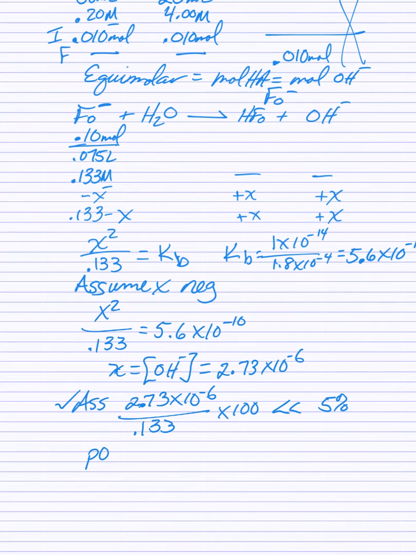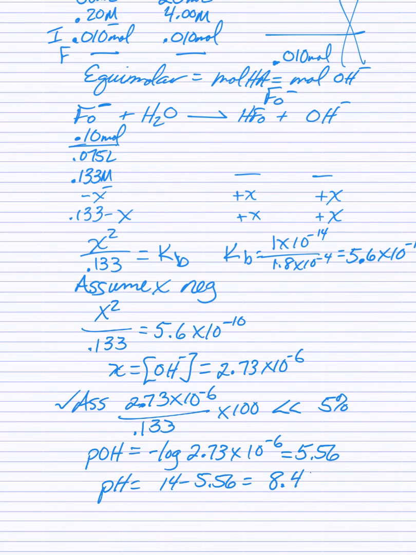So the pOH equals negative log of 2.73 times 10 to the negative 6th, which in this case is 5.56. So my pH equals 14 minus 5.56. So we have a mildly basic solution at the equivalence point, which we would expect because we have a weak acid and a strong base, and the base is going to take over a little more of this.